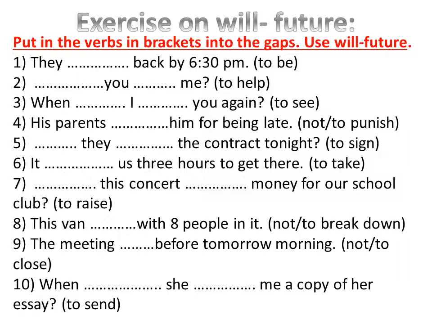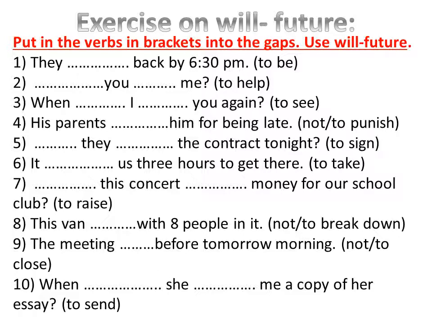Number 3. We use will for requests, invitations, and offers or voluntary actions. For example, "Will you close the door, please?" So it's a request. "Will you come to the cinema with me?" It's an invitation. "That bag is very heavy." "I will help you." So it's an offer.